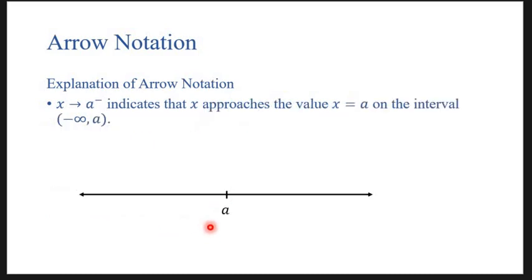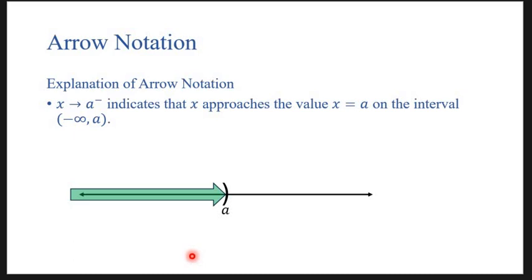Now, what if there's a specific number on the number line on the x-axis? Let's say a. Well, we can say x approaching a from the left. That's how this is read when you have a minus sign as a superscript on the number. You read it x approaches a from the left, and it means you're approaching on the interval from negative infinity to a. You're approaching from the left-hand side, numbers smaller than a. So you're going this way and approaching a from the left.